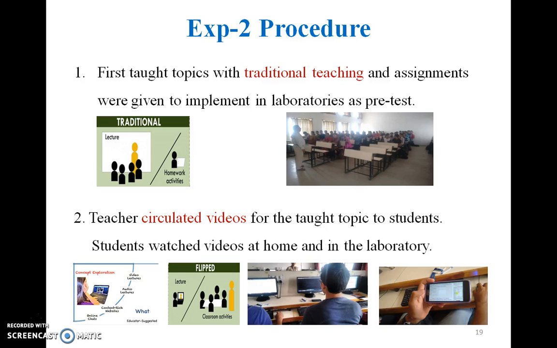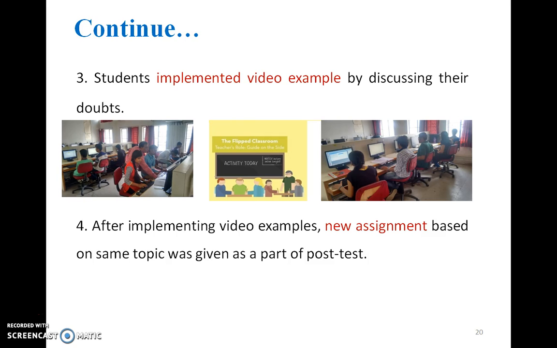In this experiment, first, the teacher taught the topic with traditional teaching and assignments were given to implement in laboratories as pre-test. The teacher circulated videos for the taught topic to students. Students watched the video at home or in the laboratory. Students implemented the video example by discussing their doubts. After implementing video examples, new assignments based on the same topic were given as part of the post-test. So this is the procedure followed during the second experiment.